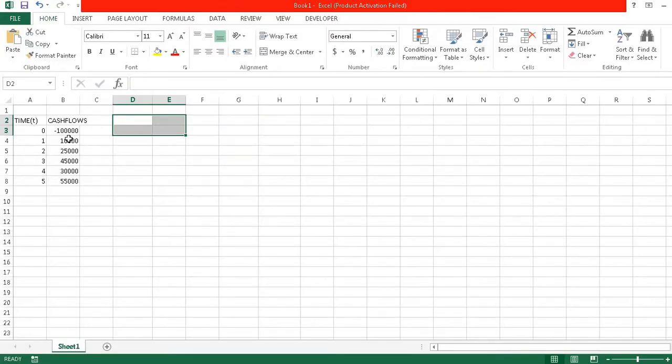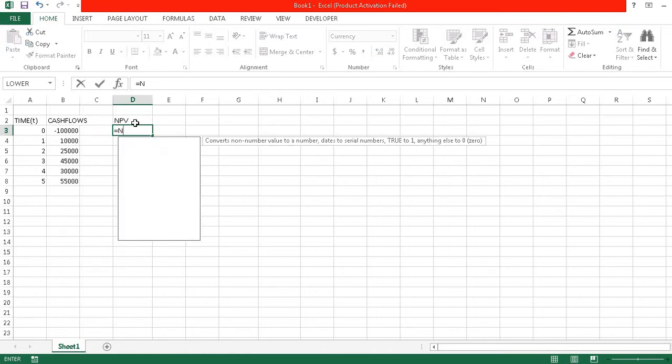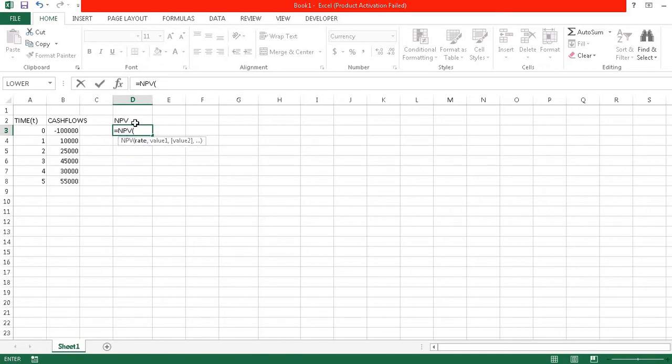So here are the cash flows and their times. Here we will use the formulas of Excel to calculate NPV and IRR. So let's start with the NPV first. Press equal to NPV. We need to put the discount rate, which is 10%, comma. Now we'll put the value range, which is B3 to B8. As we can see, our NPV is $16,547.55.